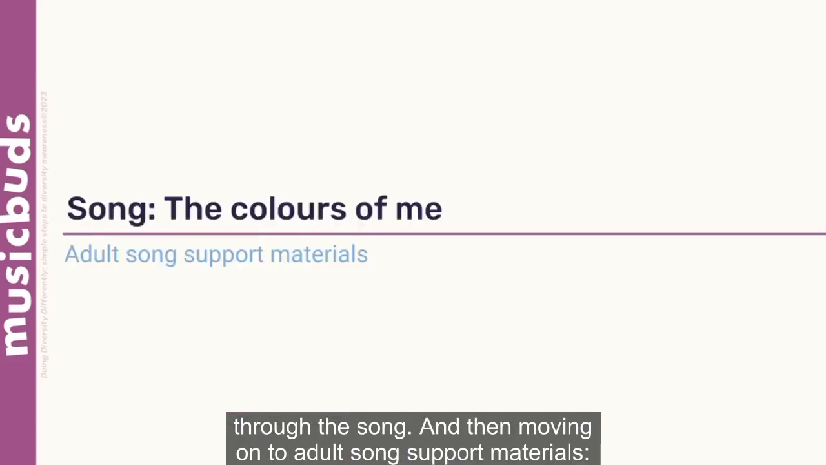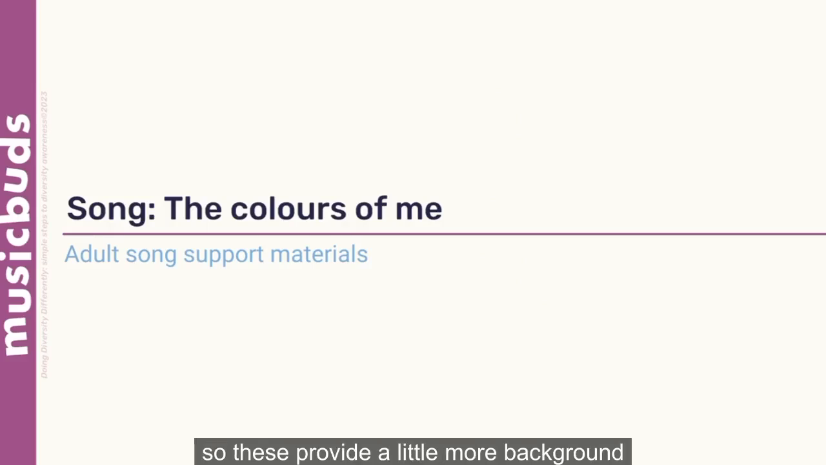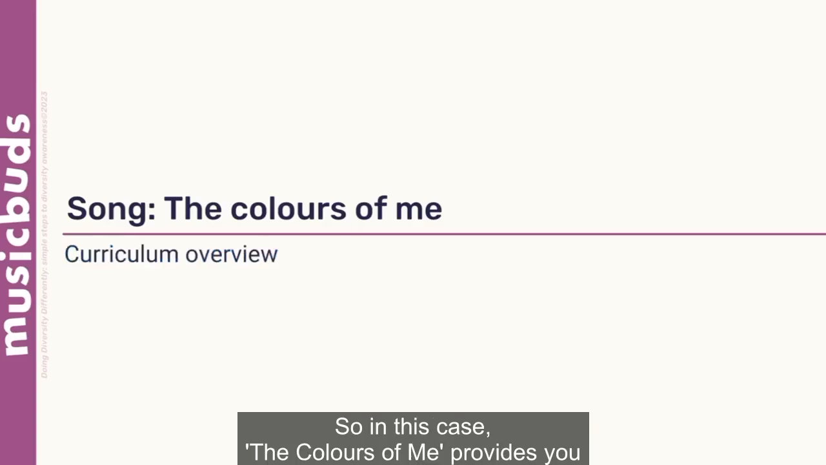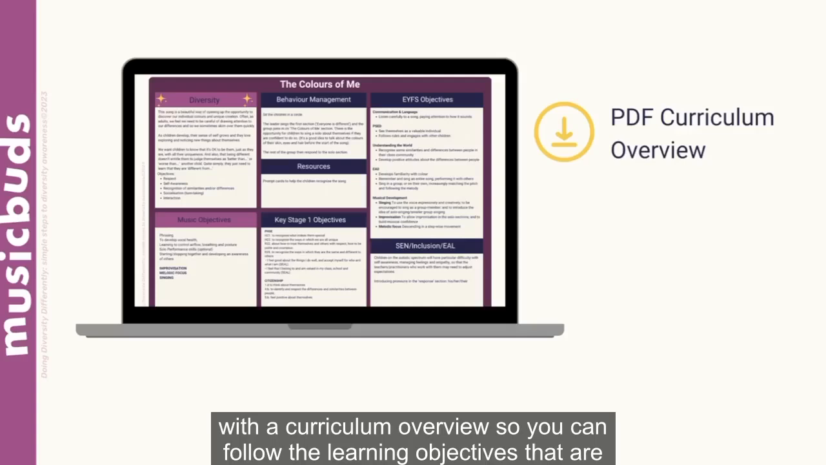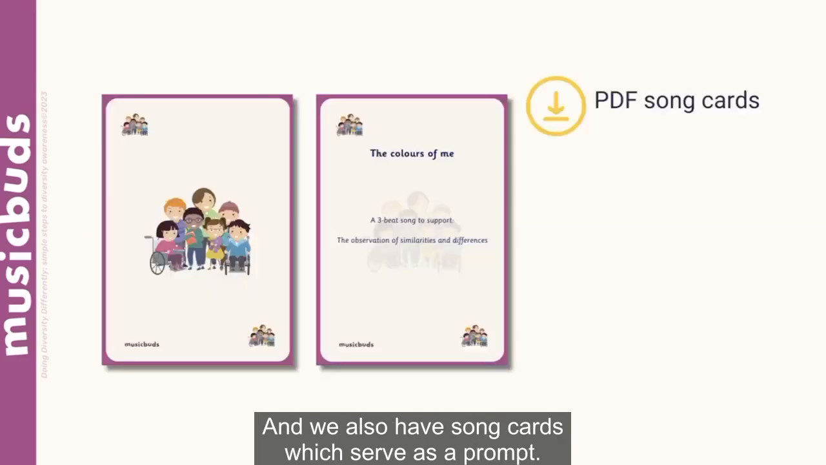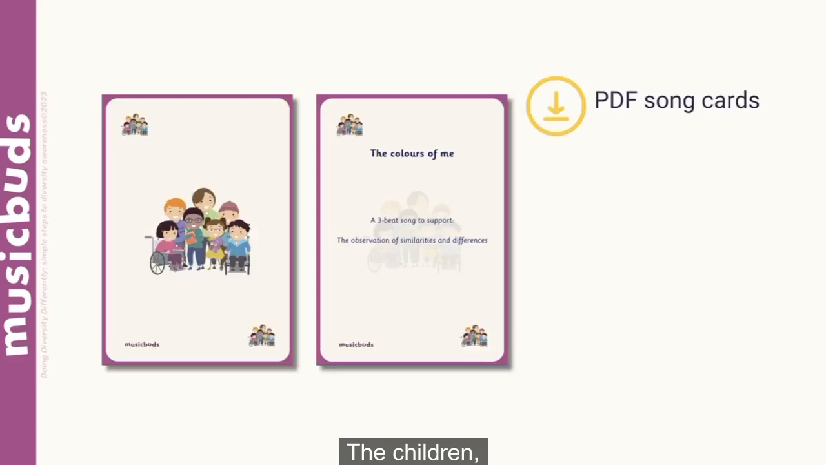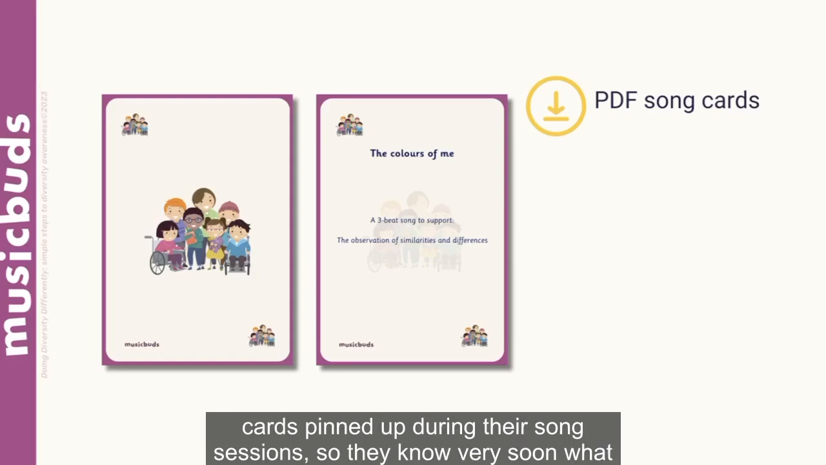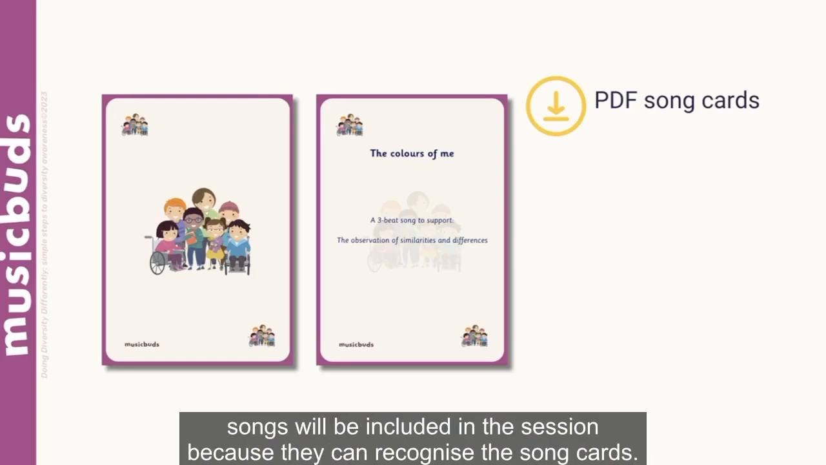And then moving on to adult song support materials. So these provide a little more background and depth and context to the song that you're about to sing. So in this case, The Colours of Me provides you with a curriculum overview, so you can follow the learning objectives that are embedded within the song and an aspect of diversity. And we also have song cards, which serve as a prompt. The children, in my experience, really like to see a selection of song cards pinned up during their song sessions, so they know very soon what songs will be included in the session because they can recognise the song cards.